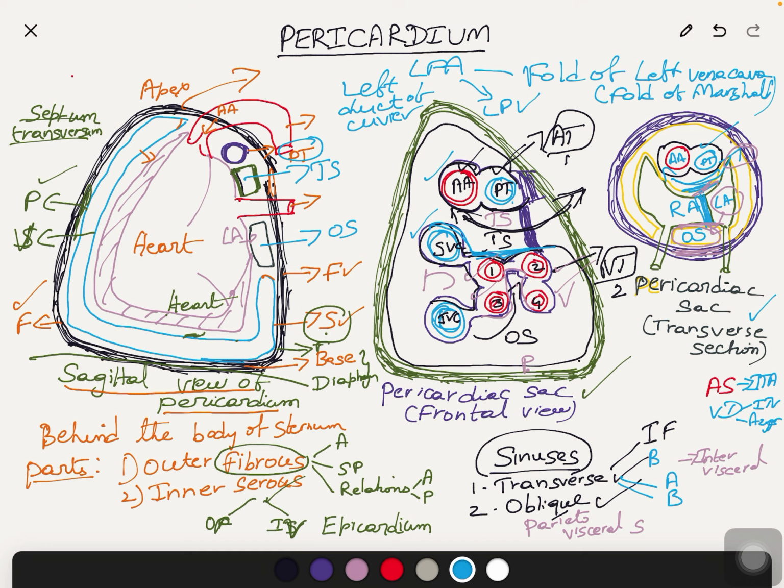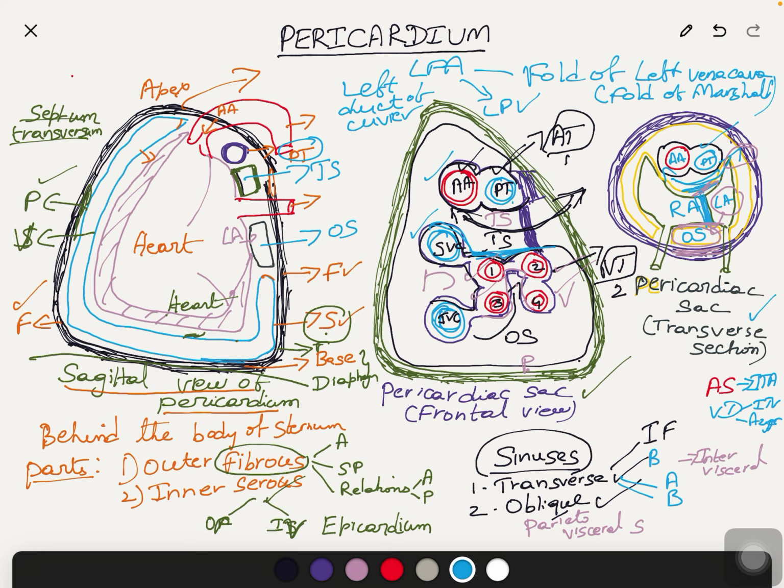or fold of Marshall. The development of pericardium and the development of the primitive heart you will be learning in the systemic embryology. Then you will understand the development of this pericardium also. We have the development of the cardiovascular system in our channel in the systemic embryology, so you can go through the development of the heart and pericardium in the systemic embryology playlist.